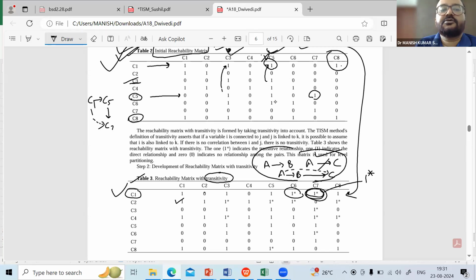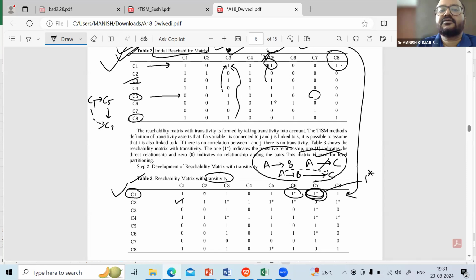Now C8 is impacting C1. So it means this C8 is impacting C1. And what we are looking at, C8 to 1, no, so this is already there, because here we can see 1. So C8 is impacting whom? C8 is impacting C3, is already there. Then C8 is impacting what?